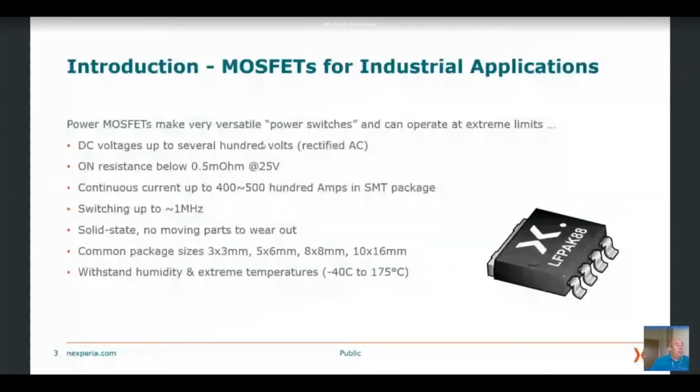A low voltage MOSFET can have extremely low RDS(on). We're down to about 0.5 milliohm typically in a 5x6 millimeter package. And in an 8x8 package, you can be down towards 0.3, 0.35 of a milliohm, which is a phenomenally low resistance. Typically, these devices can handle 400 to 500 amps, so almost 400 amps in a 5x6 package. In an 8x8 package, we can be up to 500 amps.